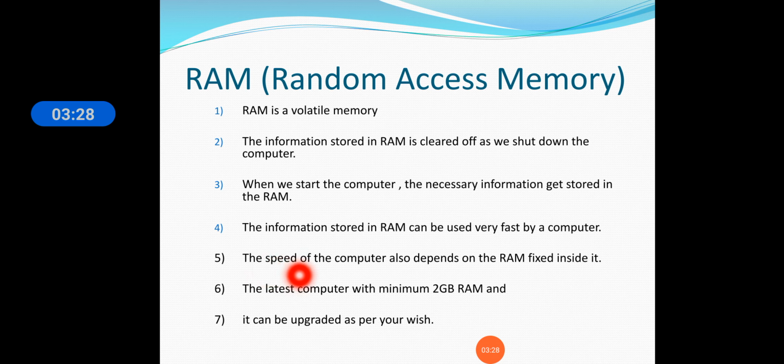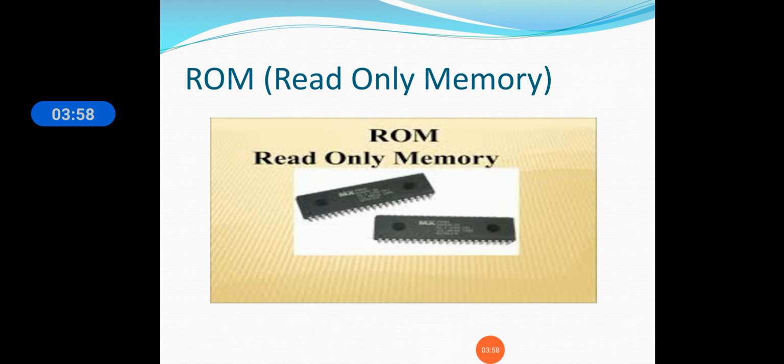Fifth one, the speed of the computer also depends on the RAM fixed inside it. So the speed of the computer depends on your RAM. So what is the GB of your RAM? Your speed will be increased. The latest computers come with a minimum of 2 GB RAM, and it can be upgraded as per wish. Means if you want to increase the size, you can increase that.